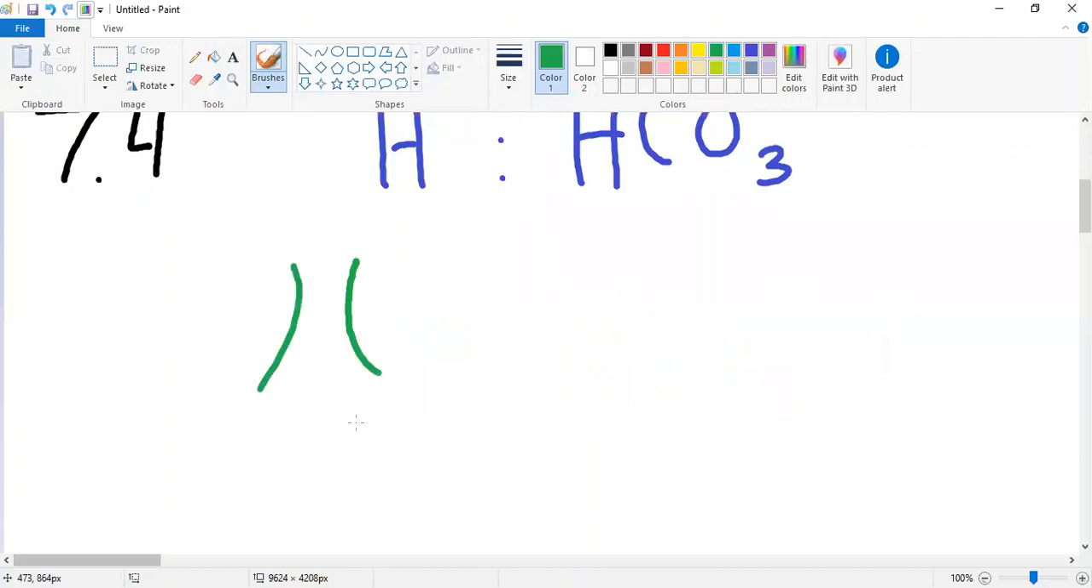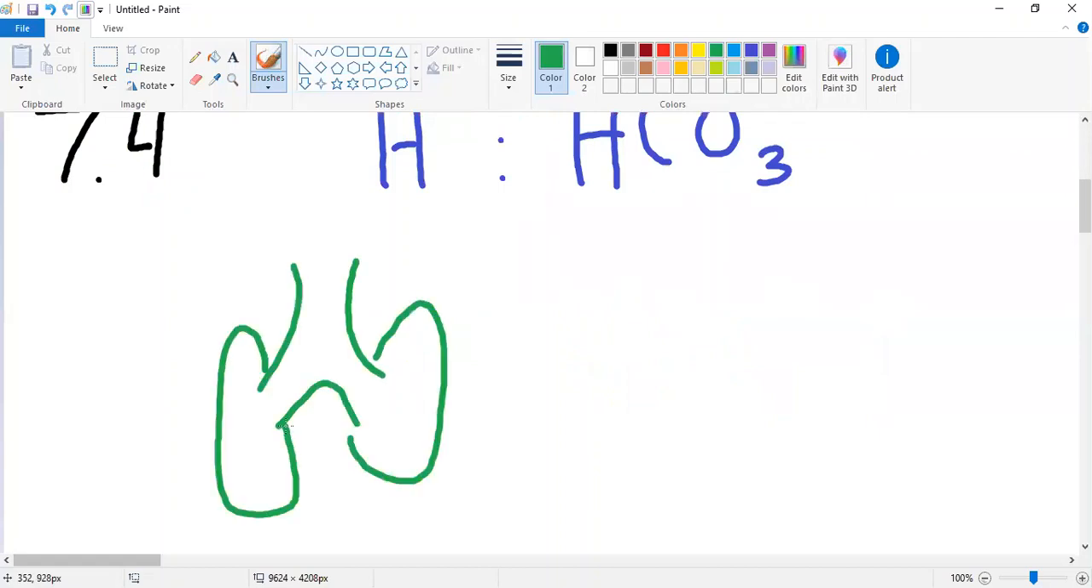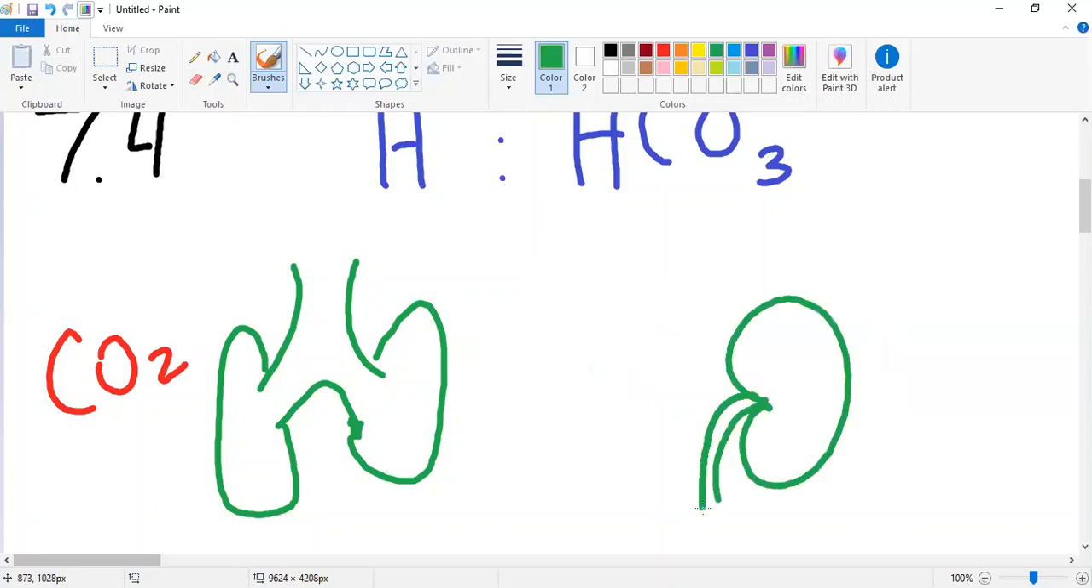So we have our lungs, and these are the guys that deal with our CO2. And then we have our kidneys, and they deal with bicarb, HCO3. So if I want to increase CO2 in the lungs, do I hyperventilate or hypoventilate? You hypoventilate. Exactly. If I want to decrease CO2, do I hyperventilate? Hyper.